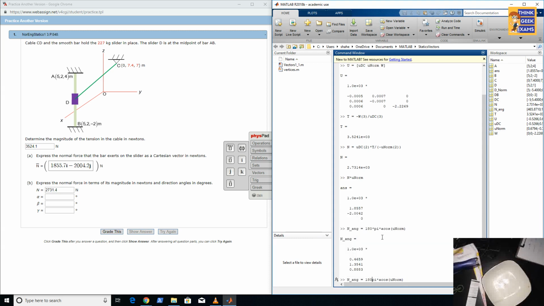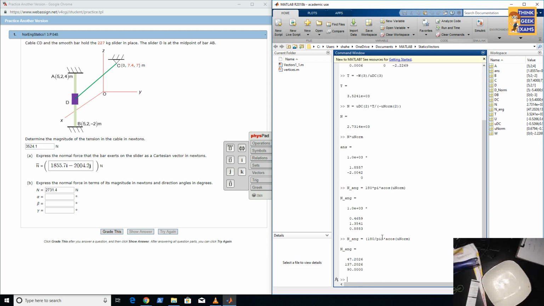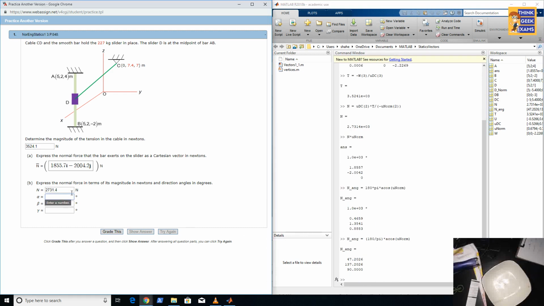This is not correct. This is correct. So we were converting to the degrees wrong over there. So now we fix that. This is 47.2026 degrees, 137.2026 degrees, and 90 degrees, and those should be correct. Let's test this out, and all of the answers are correct. So thank you. This ends this transmission. I'll see you next time.